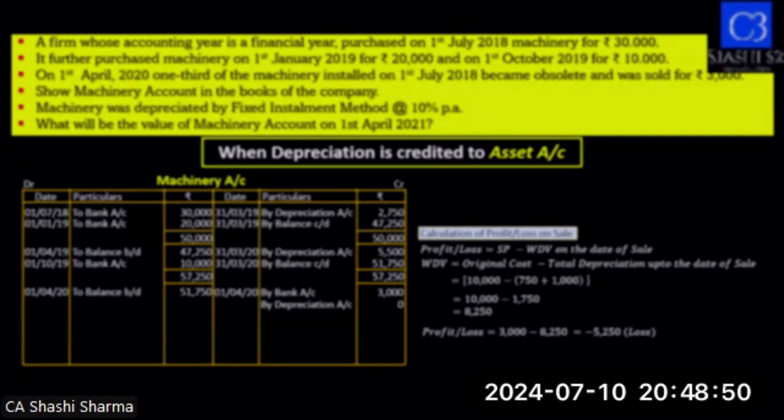And if there is a loss, it will be credited to the asset account by writing "By profit and loss account" on the credit side in the particular column: 5,250.